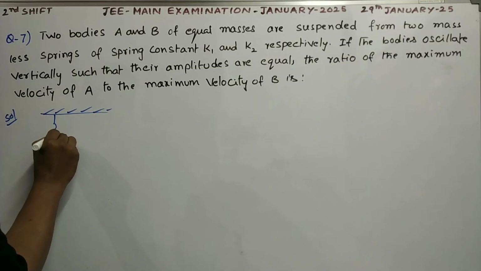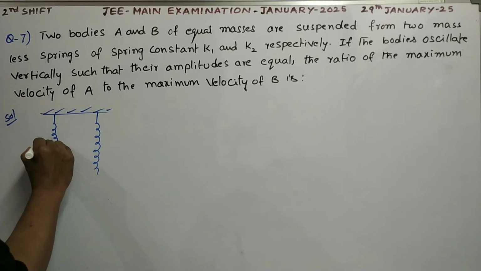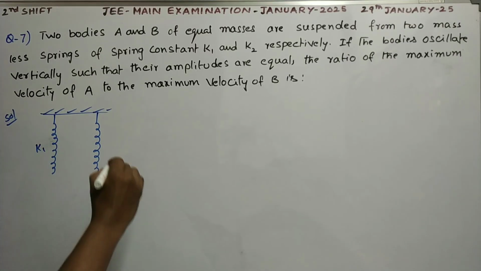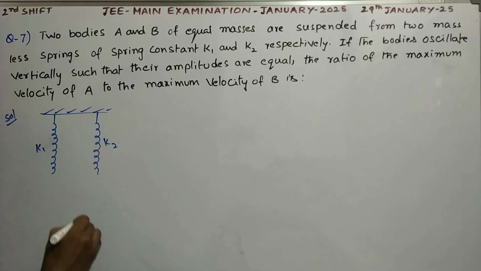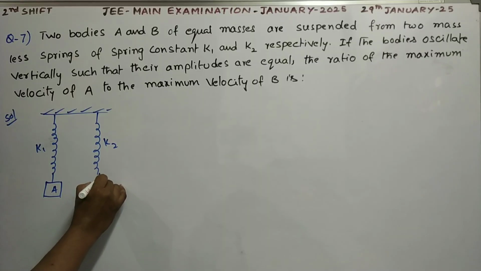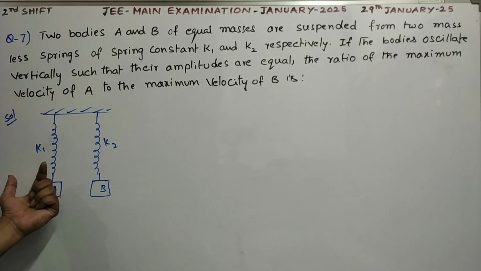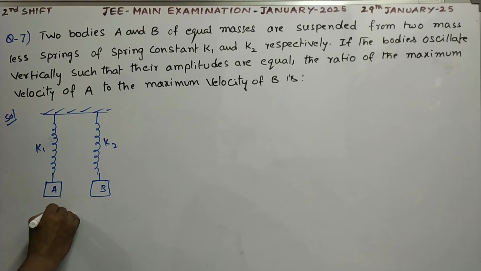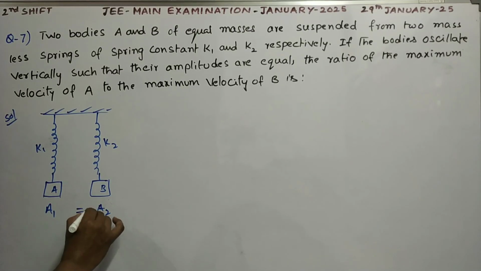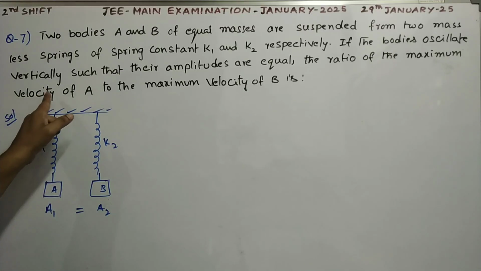What kind of springs? These are massless springs. Their spring constants are given. The first spring has spring constant K1 and the second spring has spring constant K2. To their ends, two bodies A and B are suspended vertically. Moreover, these two oscillate with the amplitudes, say A1 and A2, both are same. The amplitude is represented by capital A. What is amplitude? Amplitude is nothing but maximum displacement from its mean position. That is given, both have the same amplitude.